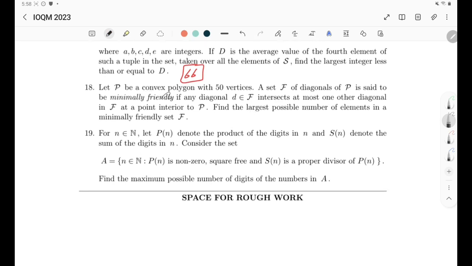Now we have: P is a convex polygon with 50 vertices, and a set F of diagonals is said to be minimally friendly if any diagonal intersects at most one other diagonal in F at a point interior to P. That means if we draw some diagonals, we want each diagonal to intersect at most one other diagonal. If we have something like this, then this is bad. We just want a single intersection, no more. And we need to maximize the number of elements in a minimally friendly set.